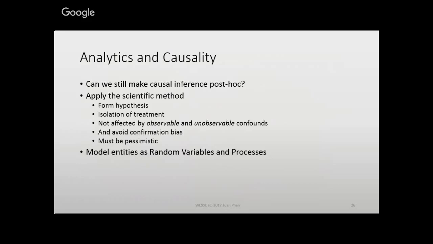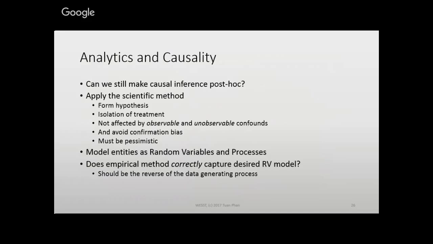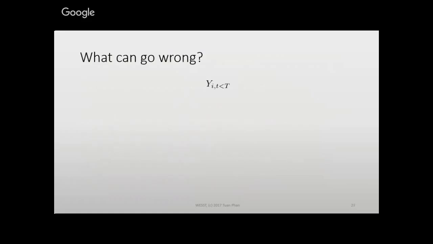I want to get to something a little more practical here. So the real model is that entities are really a random variable and a random process. Do empirical methods really capture, as you saw in our examples, the ability to recover these parameters? And does it support our hypothesis?